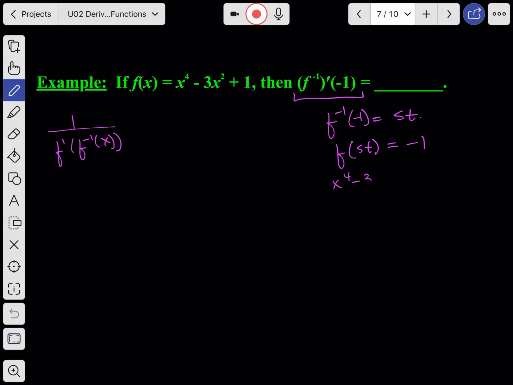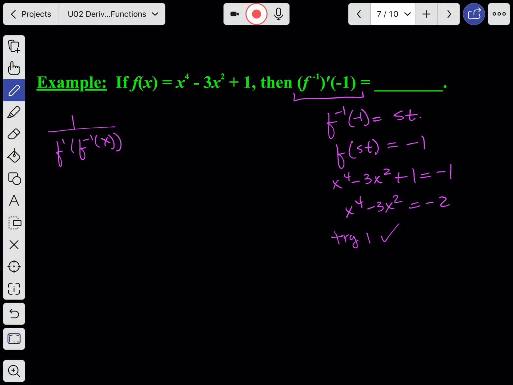So x to the 4th minus 3x squared plus 1 equals -1. All right, so if I move that 1 over to the right, x to the 4th minus 3x squared is equal to -2. So let's try some things. Let's try 1. Does 1 work? If I plugged in 1 for my x, I would have 1 minus 3. What do you know? That's -2.